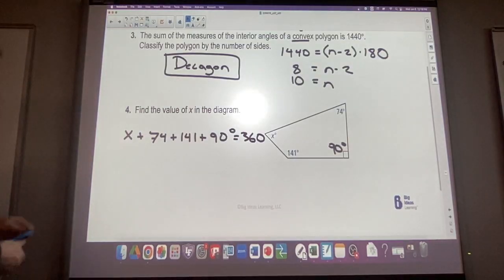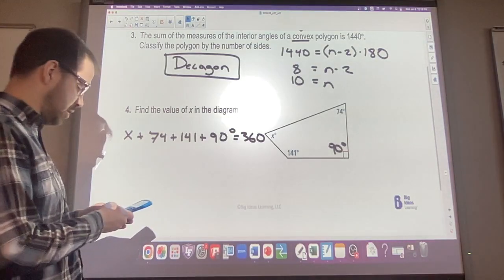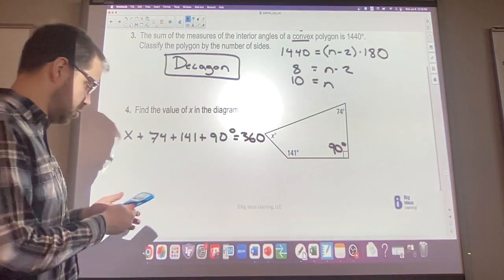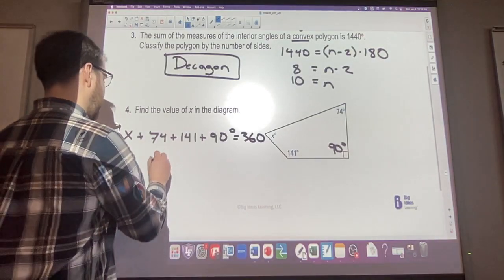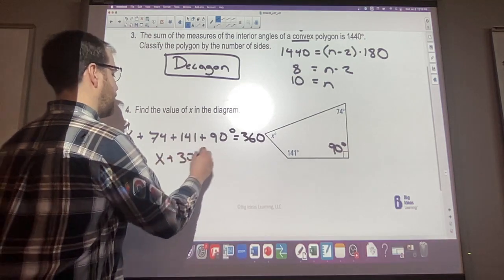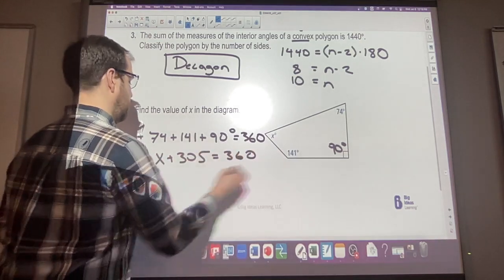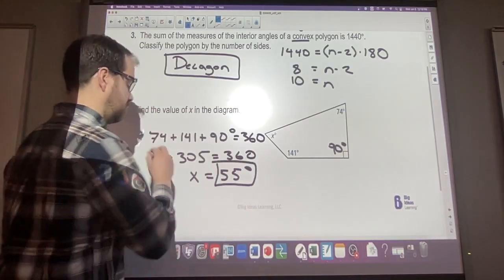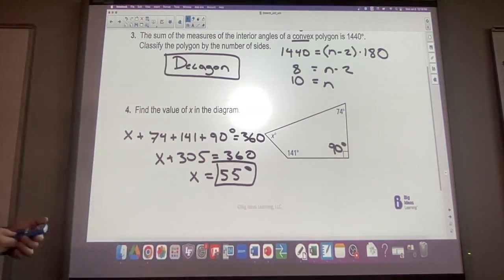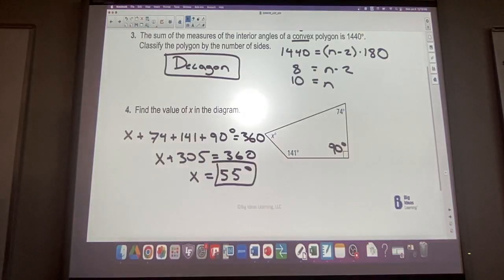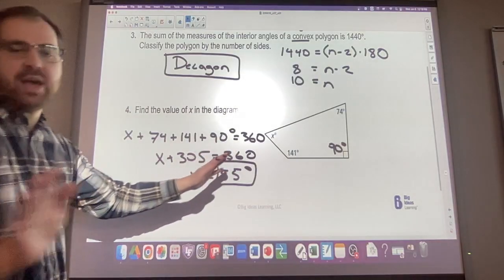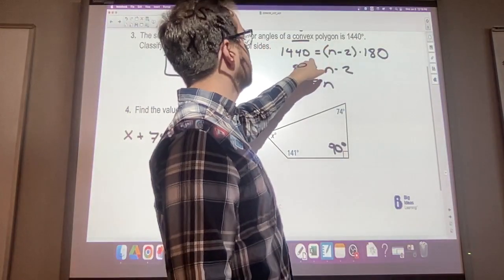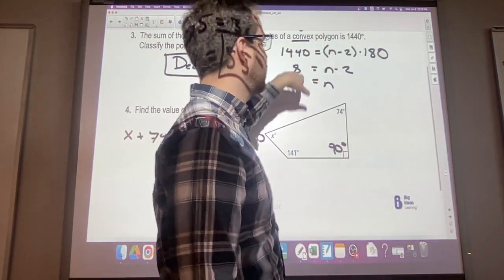So crack out your calculators and add them up. Now we get x plus 305 equals 360. We subtract and we get x equals 55 degrees. Bingo. All right. Okay, so that's that. Pretty straightforward. Just remember, if they give you the angle sum, you have to solve in reverse order: divide by 180, add 2.